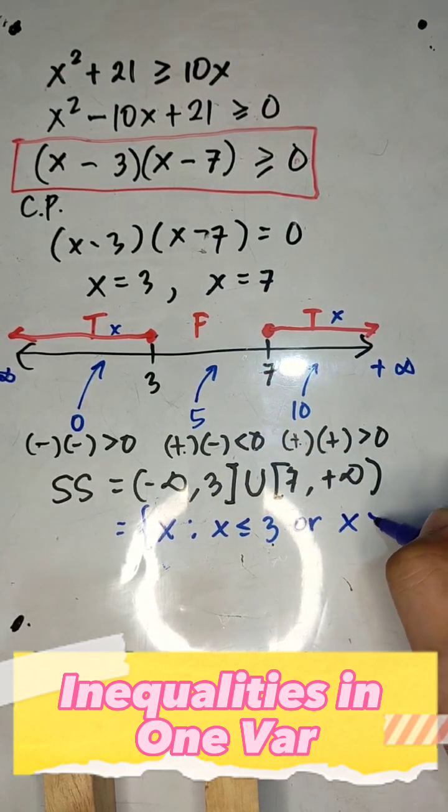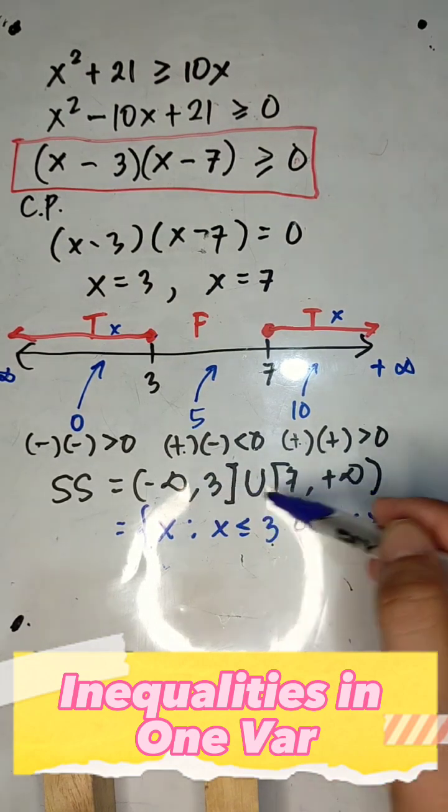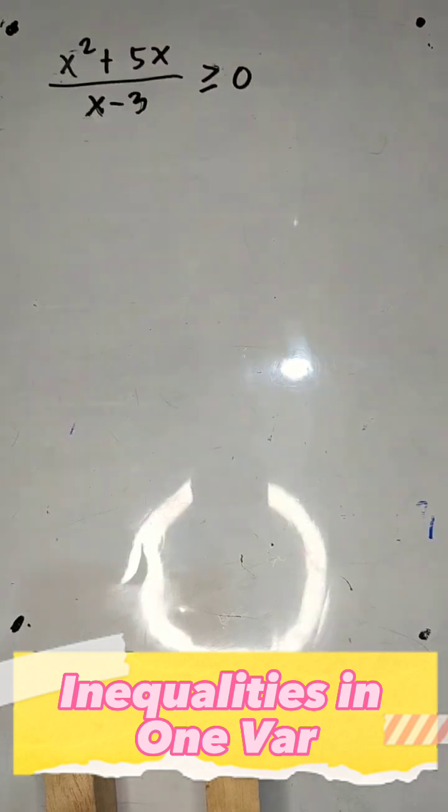So x is greater than or equal to 7. You can write your solution in interval notation or in set notation. Okay, next we have this rational inequality.